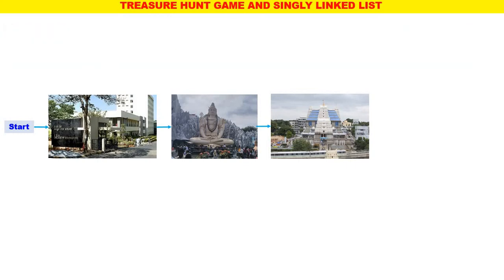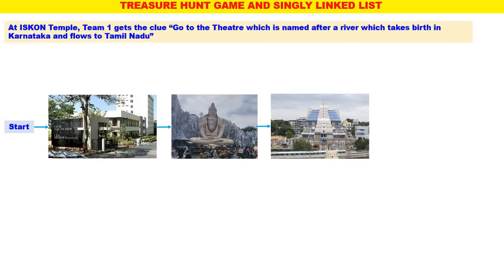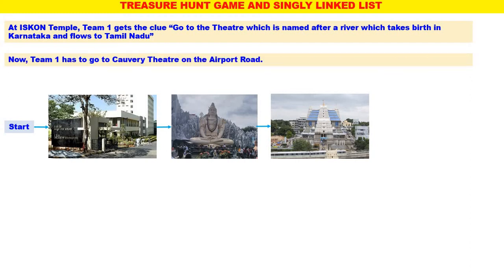Now, at the ISKCON temple, team 1 gets the clue: go to the theater which is named after a river which takes birth in Karnataka and flows to Tamil Nadu. Start thinking, which is that river, and which is that theater? It is Kaveri Theater.